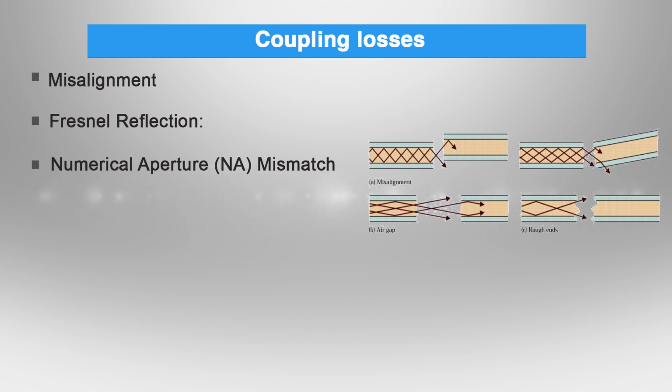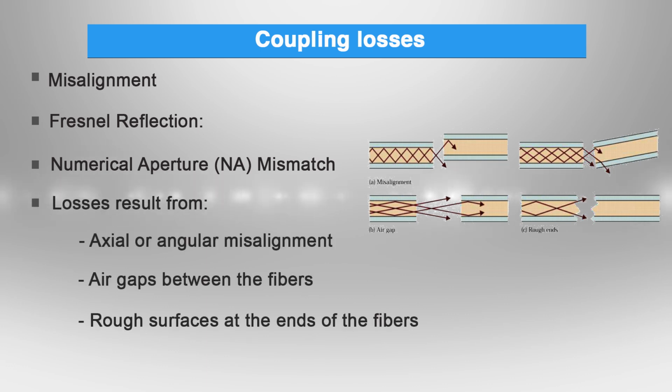Connector losses. Connectors used to join optical fibers can introduce losses due to imperfections in the connector surface, misalignment or dirt and dust on the connector's end faces. Losses result from axial or angular misalignment, air gaps between the fibers, rough surfaces at the ends of the fibers.